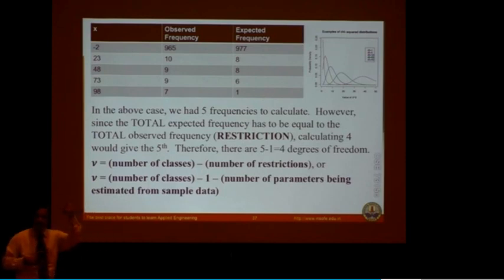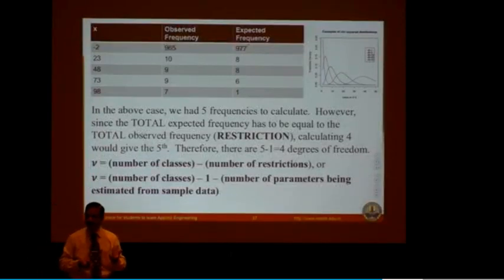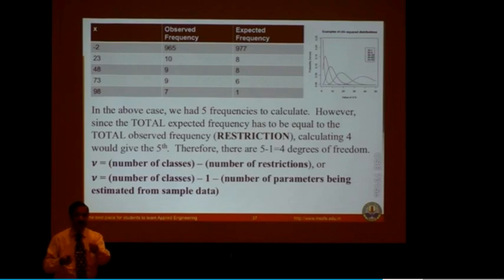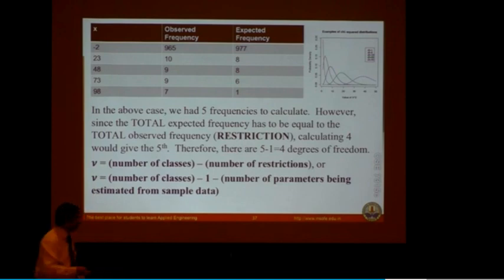So based on my probabilities, if I had calculated 4 of them, the 5th one I don't need to calculate. It's fixed: 1000 minus the sum of all the others. If I say that the total should be 1000, and I give you 4 numbers, you can get me the 5th number. That cannot take any different value.